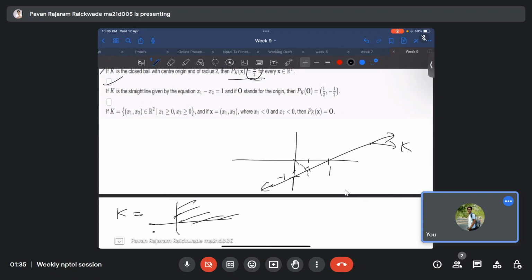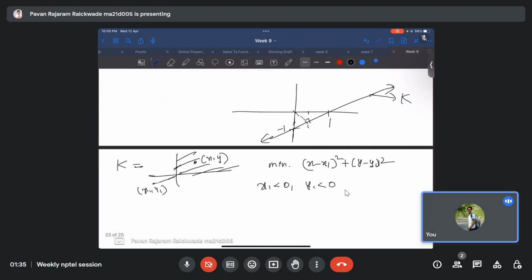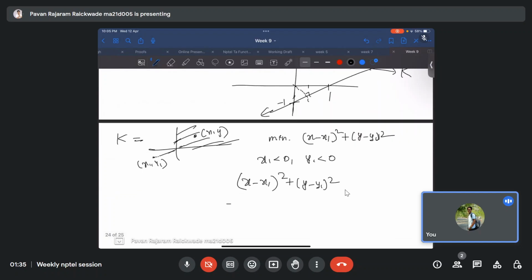And now the third one: if you take the set K as this part, and you take any point here, you want to find the minimum distance, right? If I take any point in this set, suppose (x, y), then you want to minimize (x minus x1) squared plus (y minus y1) squared, where (x1, y1) are such that x1 is negative and y1 is also strictly negative. So what is (x minus x1) squared plus (y minus y1) squared? This is just (x plus modulus x1) squared, because x1 is negative, so minus minus plus, plus (y plus modulus of y1) squared.